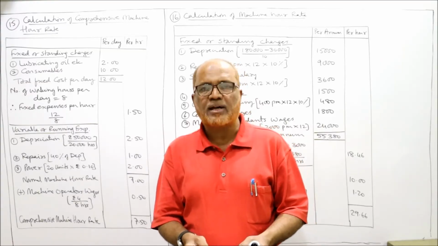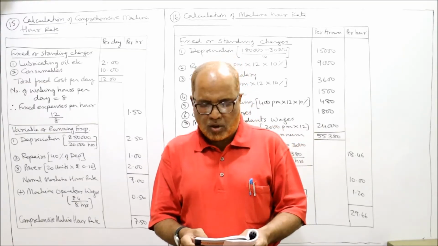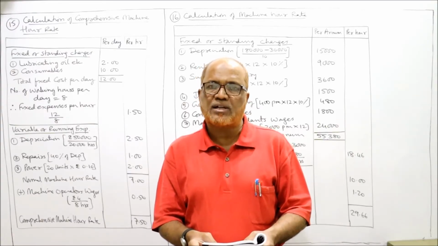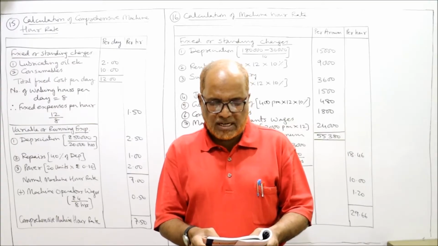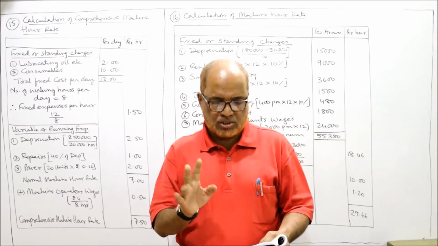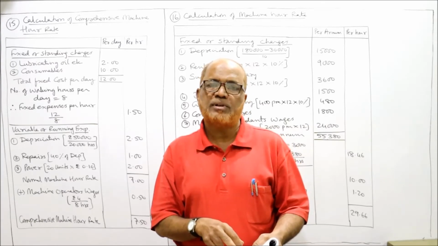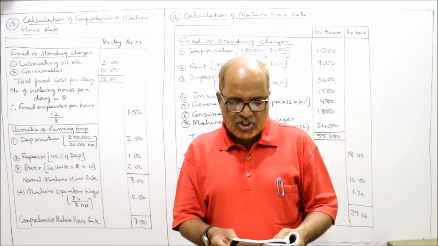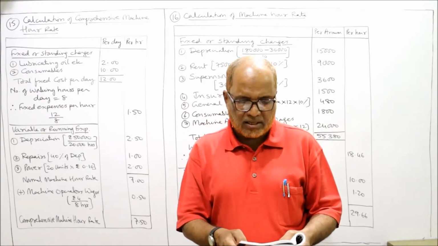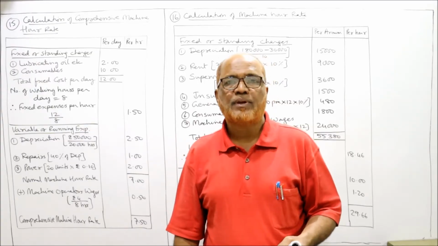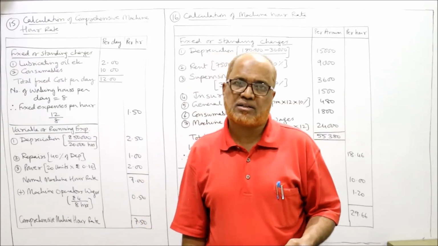Lubricating oil rupees 2. Actually lubricating oil is a fixed cost. Rupees 2 per day of 8 hours. Consumable stores, consumables are also fixed. Rupees 10 per day of 8 hours. So out of the total items given, only 2 items I can see are fixed cost, that is lubricating oil and consumable stores, and that too it is given per day of 8 hours. Wages of machine operator at 4 rupees per day of 8 hours. This machine operator's wages will be added lastly to get comprehensive machine hour rate.